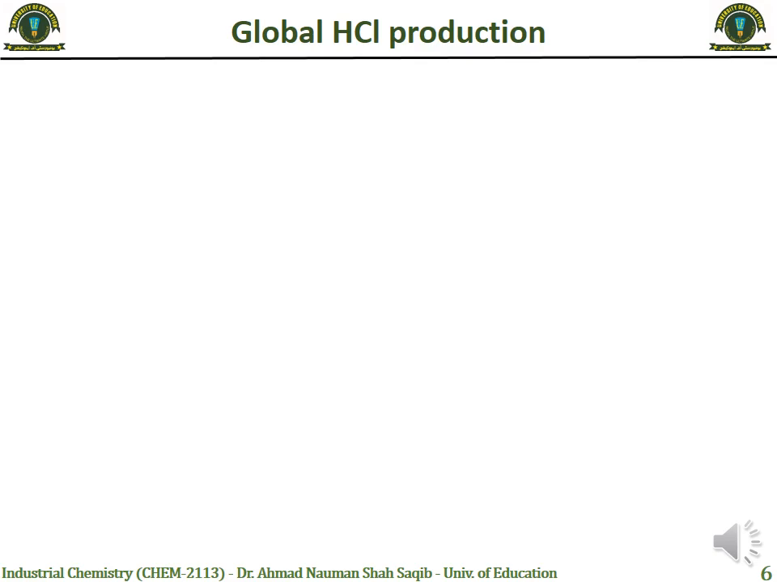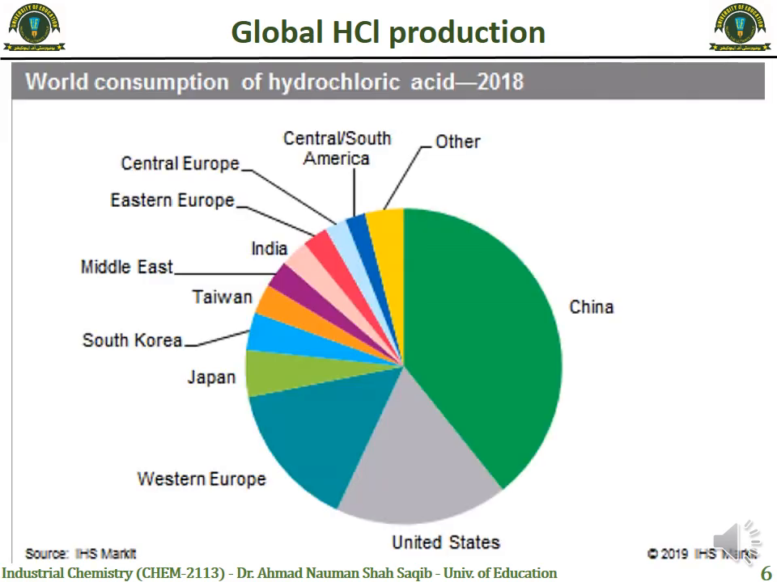So by 2014, United States was the largest consumer of hydrochloric acid worldwide. However, from a report published in 2018, actually it's now China which is the larger consumer of HCl in the world, and that is understandable because of the huge industrial growth in China.